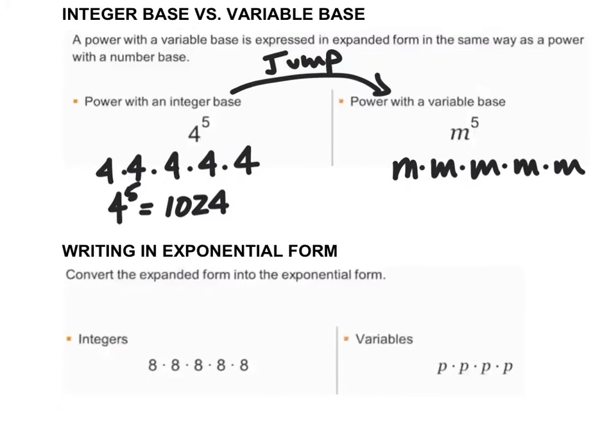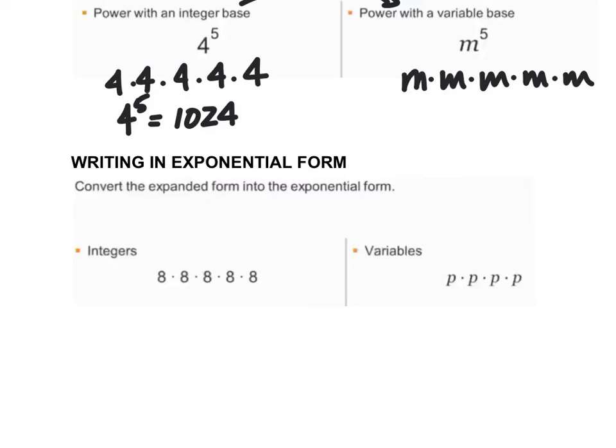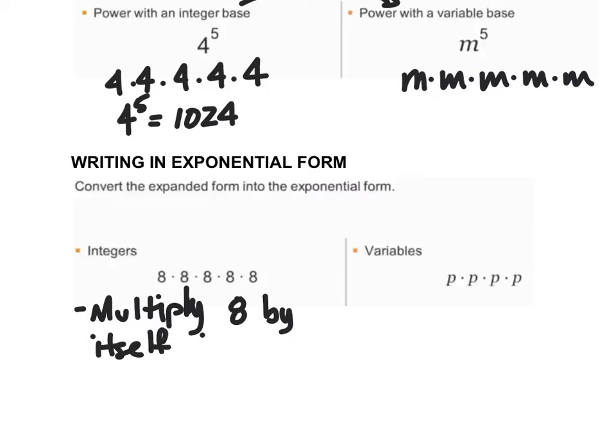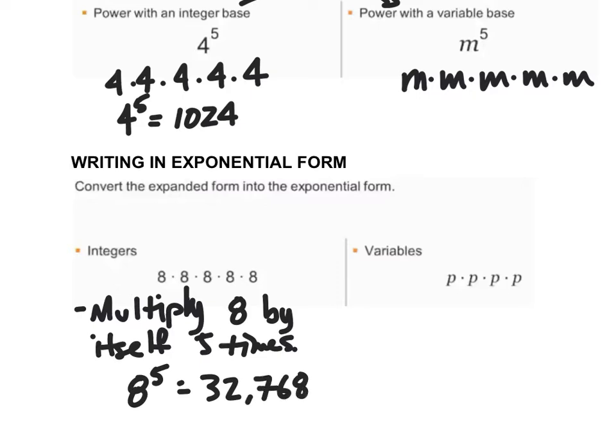The other thing we want to do is write this in exponential form. So we want to convert the expanded form into exponential form. Let's do this with integers. If I have 8 times 8 times 8 times 8 times 8, I am multiplying 8 by itself 5 times. So let's write that. Multiply 8 by itself 5 times, and I'm going to write this as just 8 to the 5th power. I could evaluate this if I wanted to, 8 times 8, and this is going to give me a value of 32,768. So really this is the answer, but you can evaluate that because you have integer bases.